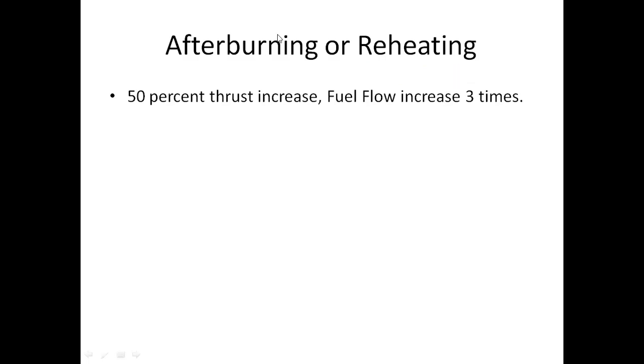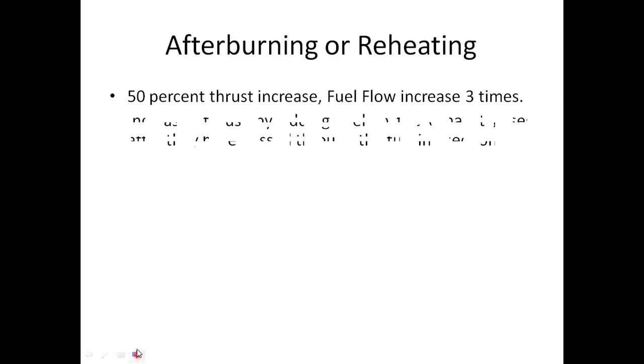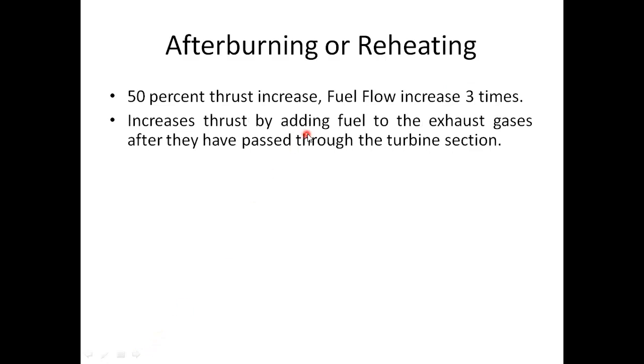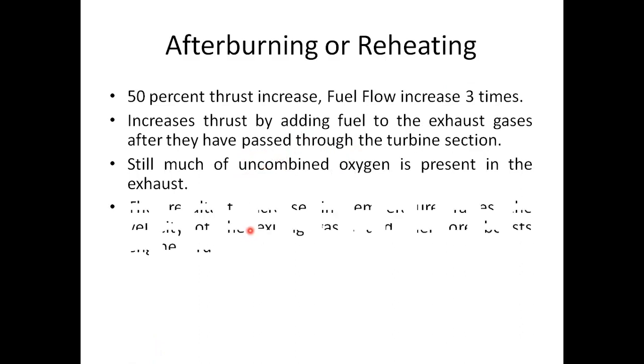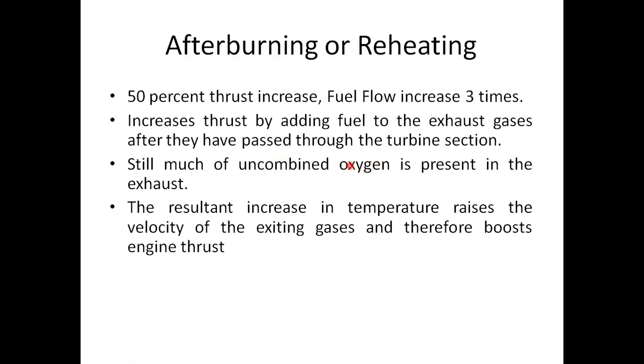After this, the fuel is increased by 3 times. Increased thrust is basically done by adding the fuel, right? The same point is repeated over here. Why do we do this? Because some of the air which is coming out of the combustion chamber, which is passing through the turbine, still has uncombined oxygen. Uncombined oxygen means the oxygen which has not been used for the combustion. There's still oxygen present in that air. We make use of that oxygen. As we are using this oxygen, we are adding more fuel. Both are going to combine. That is going to increase the temperature, right?